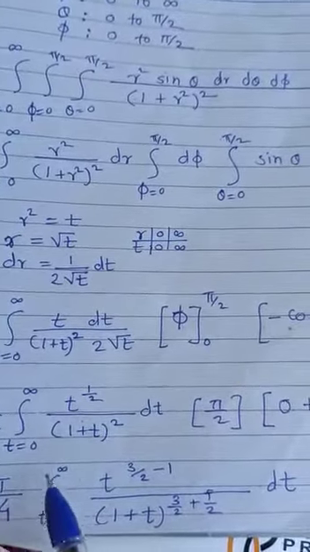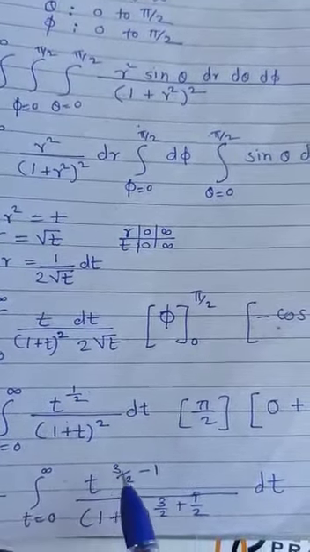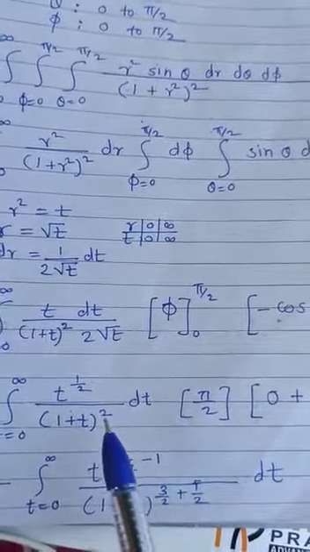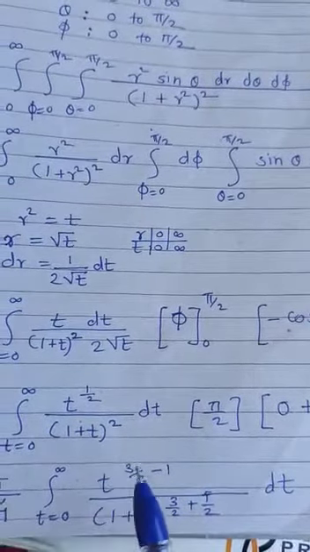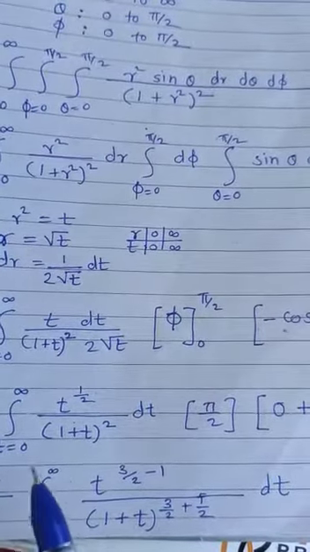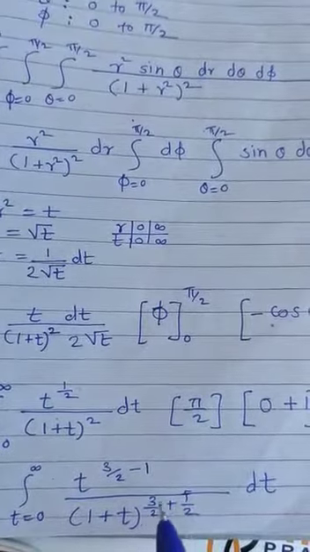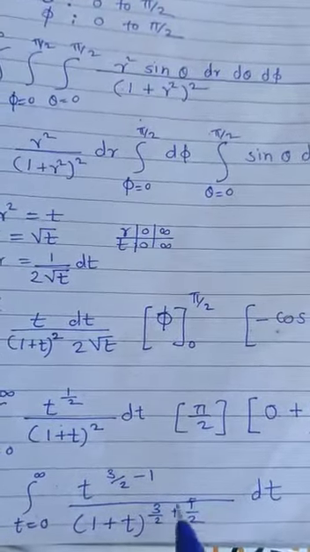The integration will be, now I have written this t raised to 1 by 2 as t raised to 3 by 2 minus 1, and (1 plus t) raised to 2, which can be written as 3 by 2 plus 1 by 2, because we are going to use the definition of the beta function, where the integration from t equal to 0 to infinity of t raised to m minus 1 upon (1 plus t) raised to m plus n. So we are going to determine the parameters m and n. So this adjustment is done.